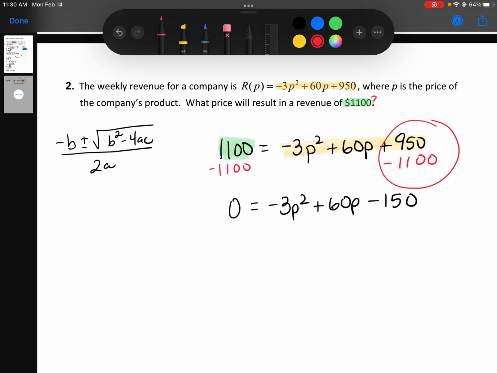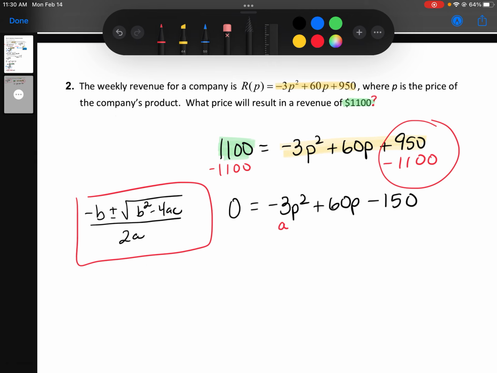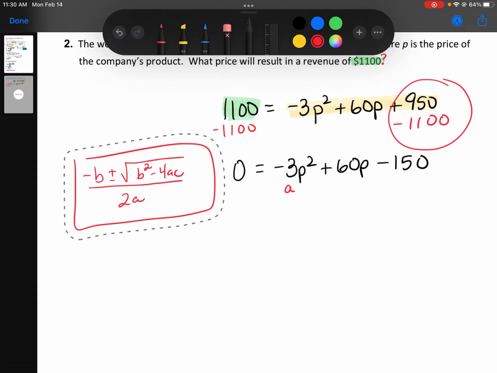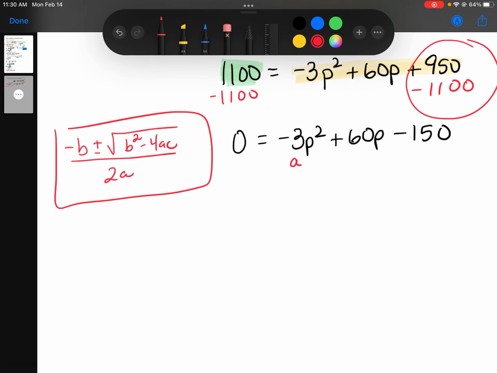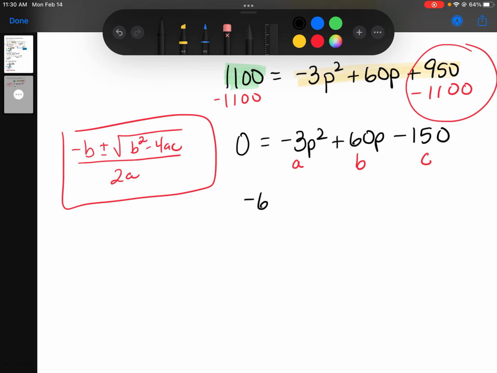And now we get to do our A, B, and C, so we can use the quadratic formula. So I'm going to bring that quadratic formula down so it's closer. Okay, so we got A is negative 3. B is 60, and C is negative 150. So I'm going to go ahead and do negative 60, because we do negative B, plus or minus the square root. Then I'm going to figure out what 60 squared is. So 3,600.